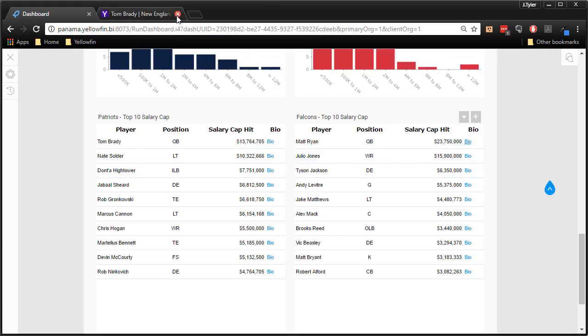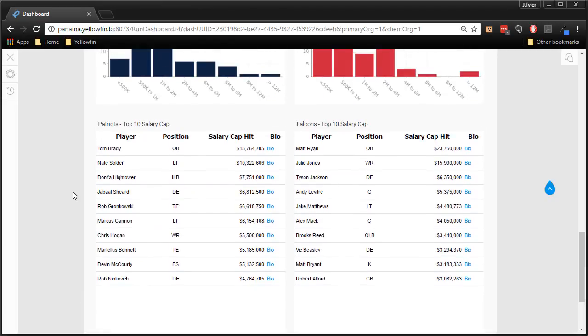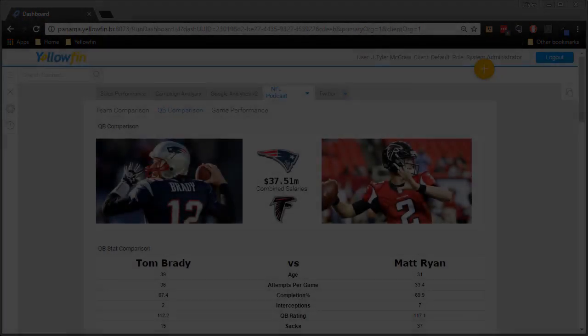All right, so let's get back onto it. So I see where we spent our money. What kind of results does that buy you? Spending $23 million on Matt Ryan, $13 million on Tom Brady. Did we get our money's worth out of seeing these two guys in Super Bowl Sunday?